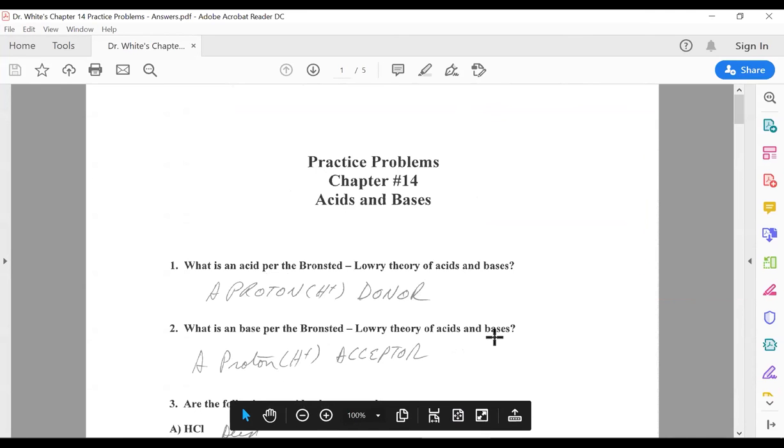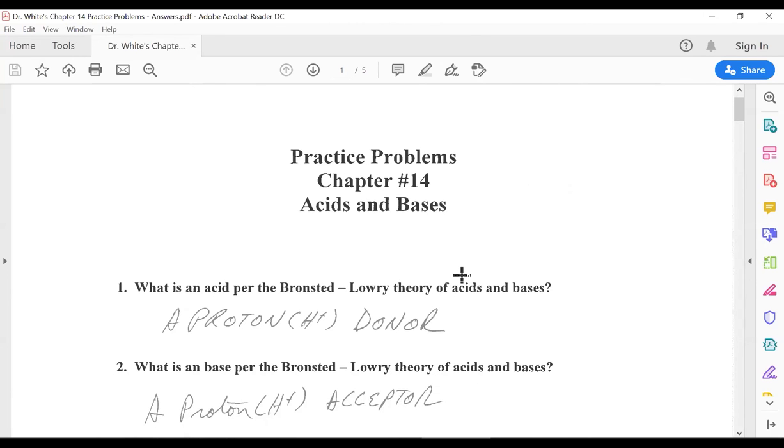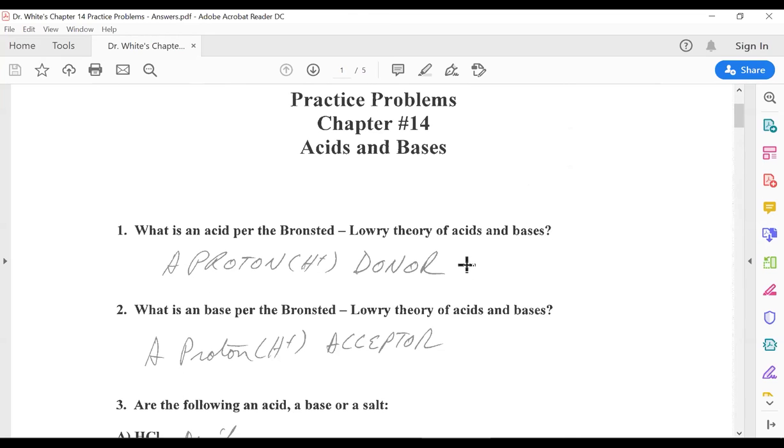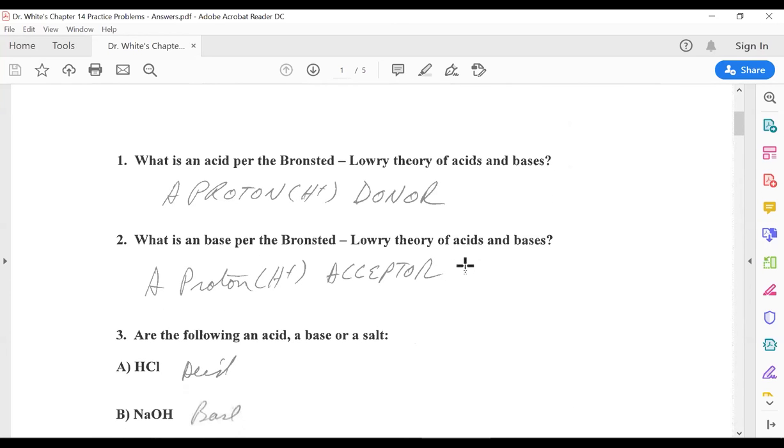All right, let's go through the acid-base problem set. These are things you should know. First thing, what is an acid? Per the Bronsted-Lowry theory of acid and base, it's a proton donor. An acid is a proton donor. What is a base? A base is a proton acceptor. Acid gives up its proton, base accepts it.